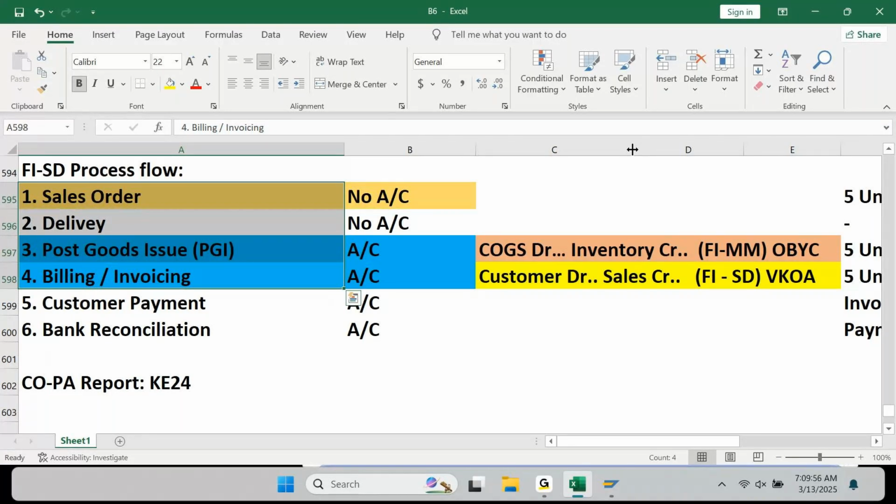Reading FI-SD integration and talking in the interview, anybody will do it. Even a fresher will talk better than me, better than you. But to what extent you are able to relate the process to the real environment is what they will verify. Tomorrow after joining the project, if they say that the billing document is not getting generated, what could be the reason?